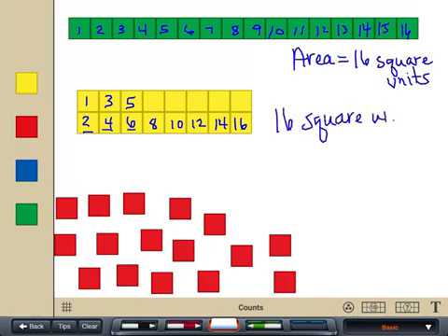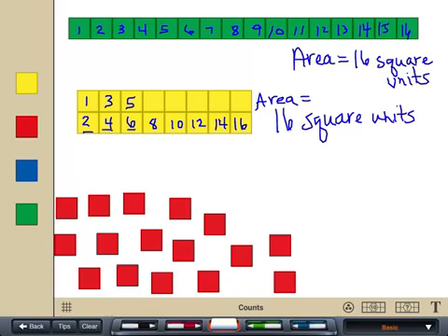Do these rectangles look the same or different? They look different, but they have the same area. So we have another one where the area is equal to 16 square units. Now guess what? We could actually turn these shapes and it would still have an area of 16 square units. Okay, well, let's look at the last one.